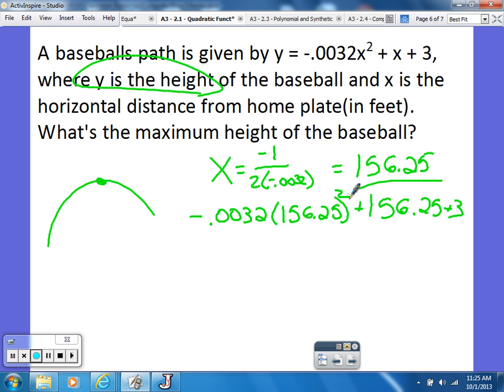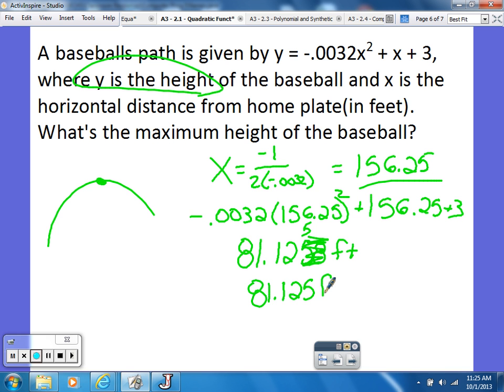And note, I'm not asking you to do it by hand. I'm asking you to use the calculator. And Justin, what'd you get? 81.1258. You guys, oh, 81.125 feet? Okay, 81.125 feet. There we go. Whew. I got it, I got it.